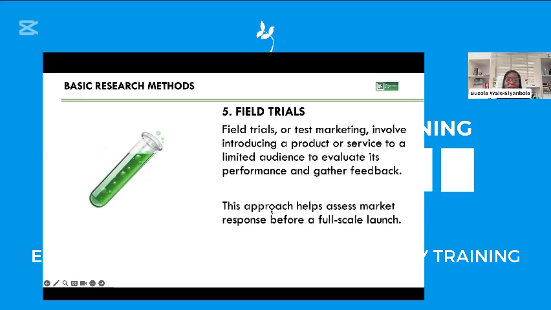Now, the fifth and final one. These are just some examples of basic research methods: field trials. Oftentimes, organizations or industries like pharmaceuticals typically employ this approach. Field trials or test marketing involve introducing a product or service to a limited audience to evaluate its performance and to gather feedback. This approach helps assess market response before a full-scale launch.